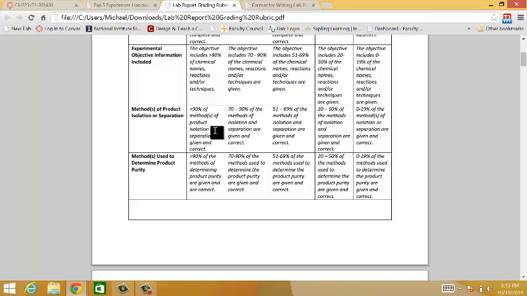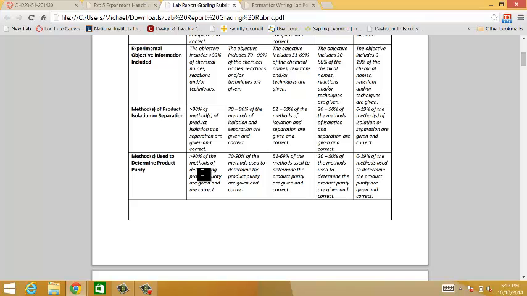Well, in this case, no. We really didn't purify. We didn't do any distillation of the oil. We didn't do any chromatography. So we just isolated the compound by doing an extraction. Then what methods did we use to determine the purity?